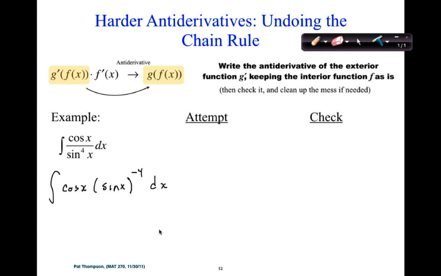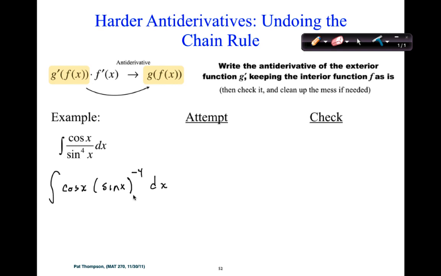Again, now we're asking, does it have this form? Does undoing the chain rule apply? So which is the G prime F? Is it exhibit A or exhibit B? B, right? And so how do we check that? We look at the interior of that. Is its derivative the other factor? Is cosine x the derivative of sine? Yes. So we've got the form for undoing the chain rule.